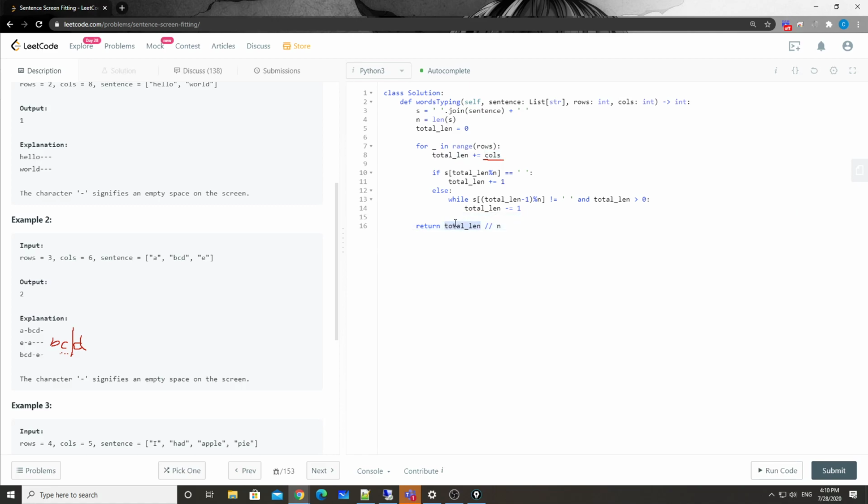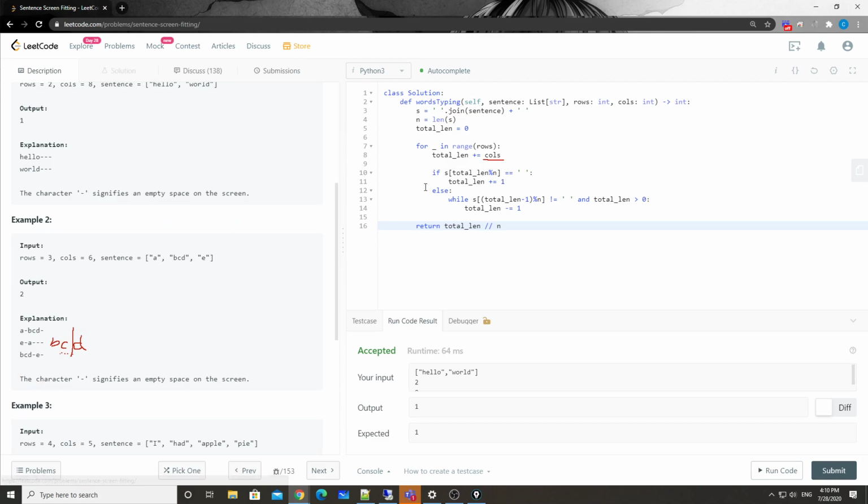And then in the end, since we have this total length here, we can simply divide it by the total length of the sentence, and we'll see what the result of this is. Okay, let's try to run it. All right.